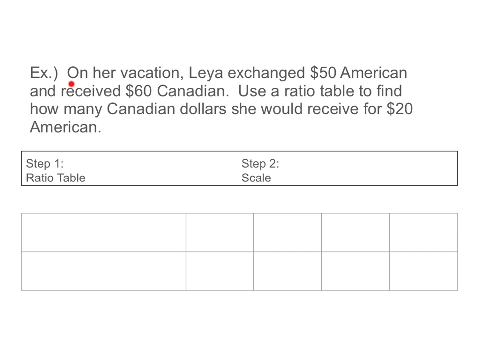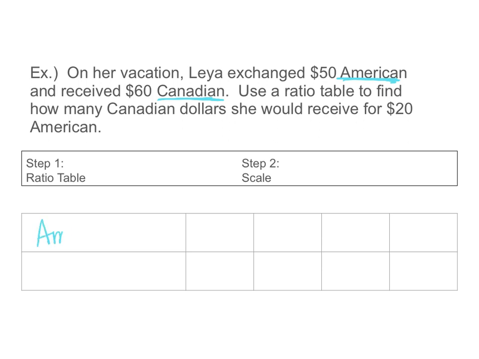Here's our next problem, so let's go ahead and read. On her vacation, Leah exchanged 50 American dollars and received $60 Canadian. Use the ratio table to find out how many Canadian dollars she would receive for $20 American. So the first step is our ratio table. She's exchanging her money, American dollars, to Canadian. So this is going to be our unit.